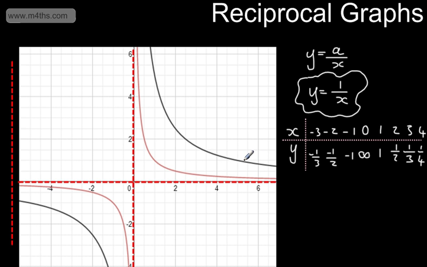If we look at another graph, we might have 2 over x. We might have 3 over x. So if I write this here, we might have y is equal to 2 over x, y is equal to 3 over x, y is equal to 4 over x, y is equal to 5 over x, y is equal to 6 over x.